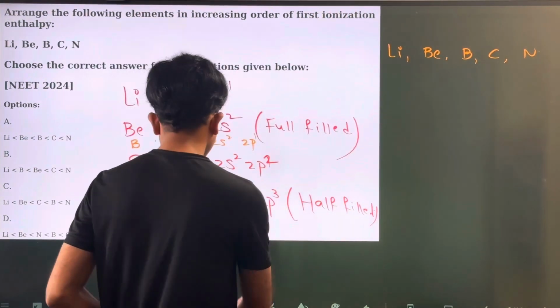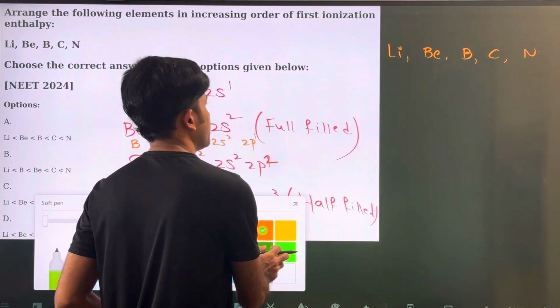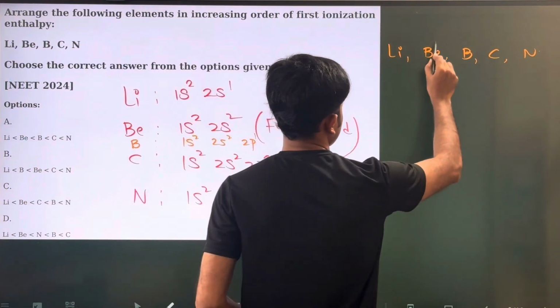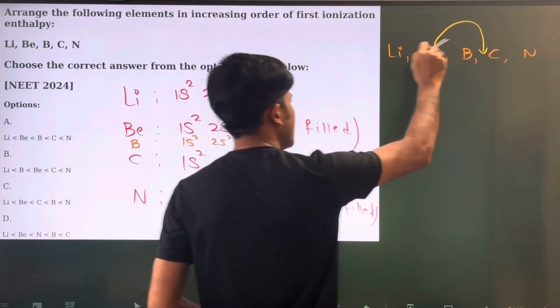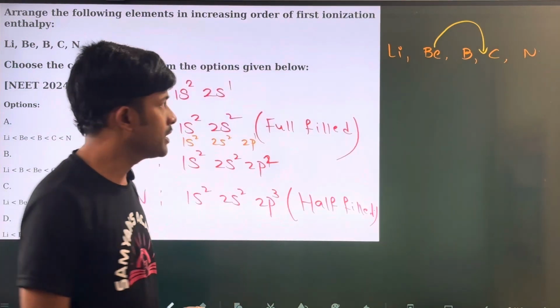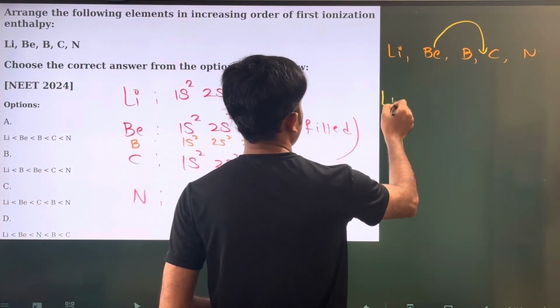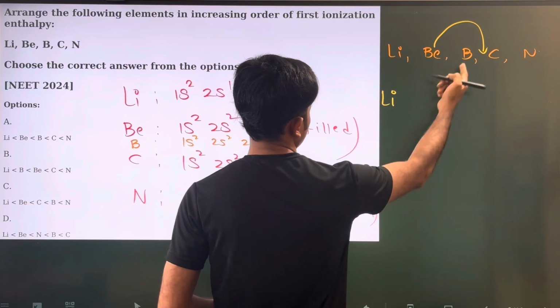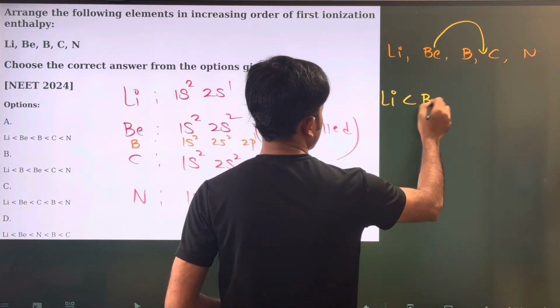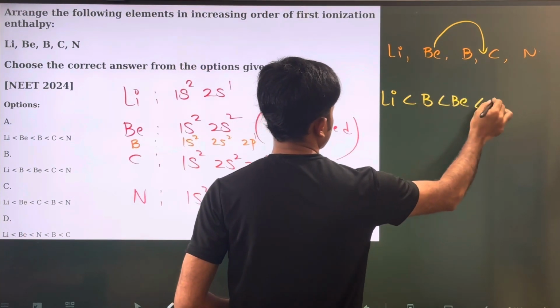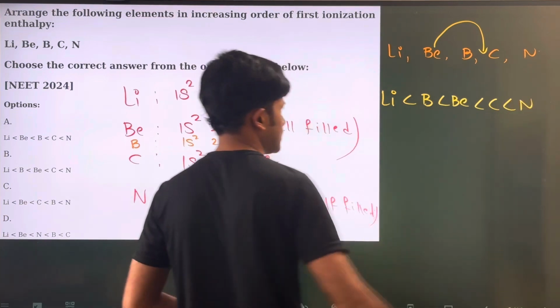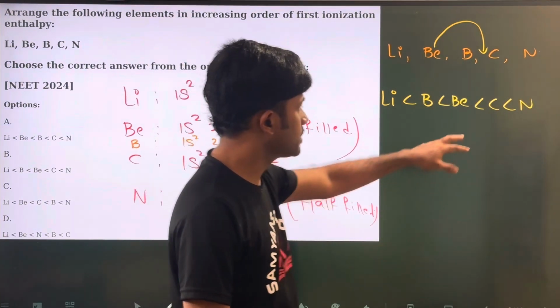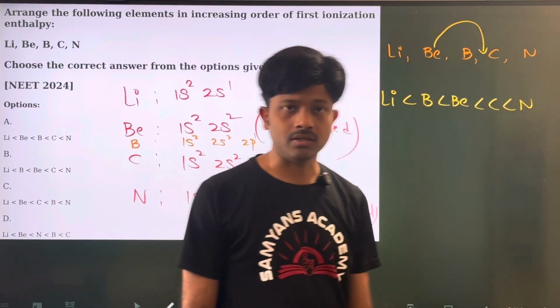Already you know that. But here, because of half-filled configuration, this beryllium has more ionization energy compared to the boron. Now arrange the order, in increasing order. So boron will come here, next beryllium, next carbon, next nitrogen. Because of half-filled configuration, nitrogen has more ionization energy.